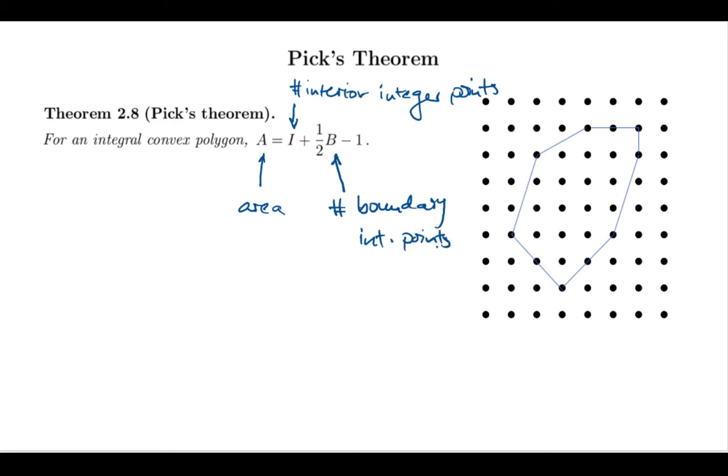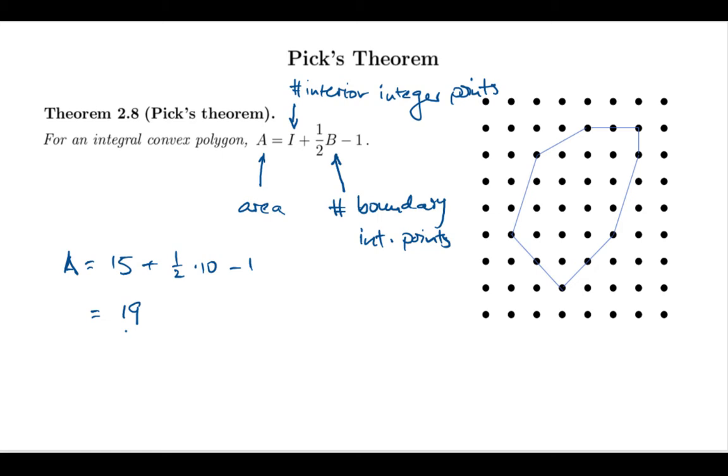So for example, this septagon on the right has 15 interior integer points. It has 10 boundary integer points, and so Pick's theorem says that in this case the area is 15 plus 1/2 of 10 minus 1, so it's an area of 19.